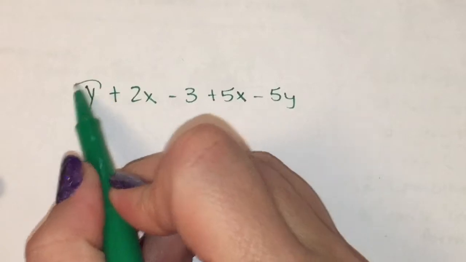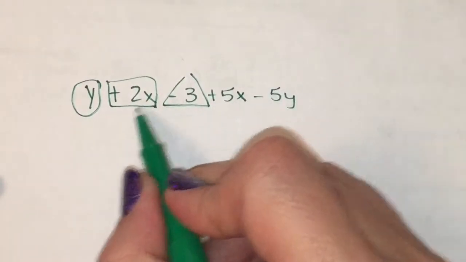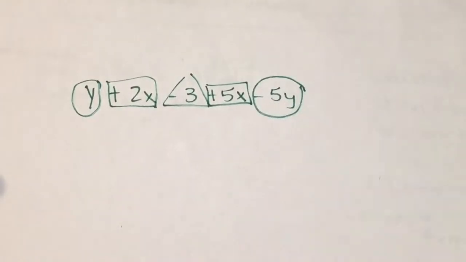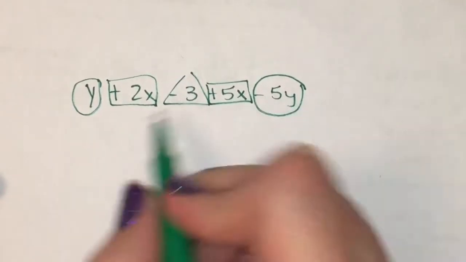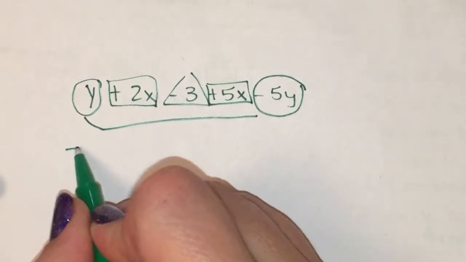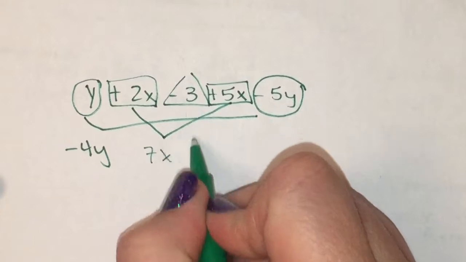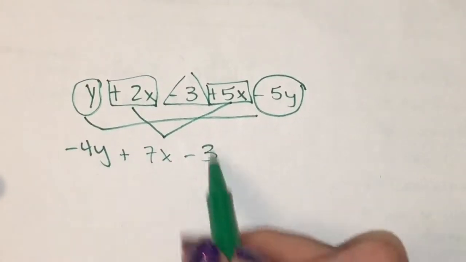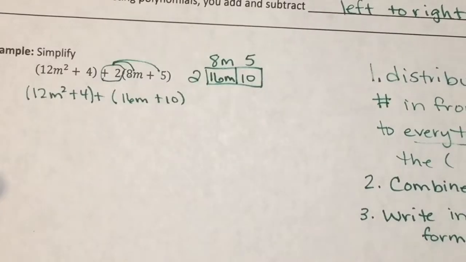Do you remember how we circled one term, boxed another term, triangled a third term, and then the x's were the box and the y's are the circles? If you want to go back to doing that for this, that's fine as well. So we would combine y and negative 5y to give a minus 4y. 2x plus 5x would be 7x, and then there was no other triangles, so we just put that down the end. Since this was positive, it was a plus, and that would be our polynomial. That's kind of what we're doing here.